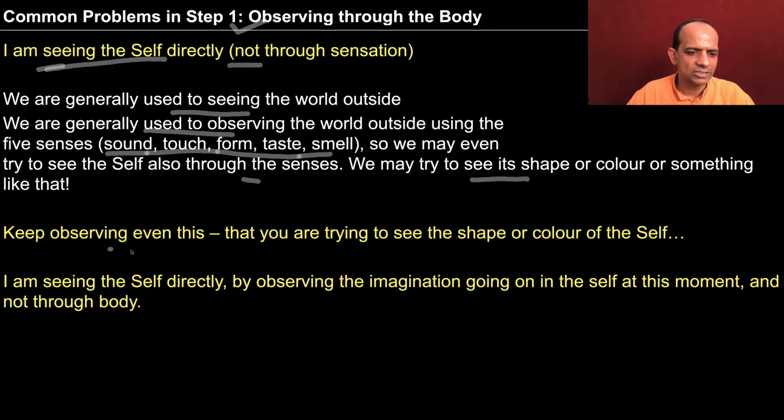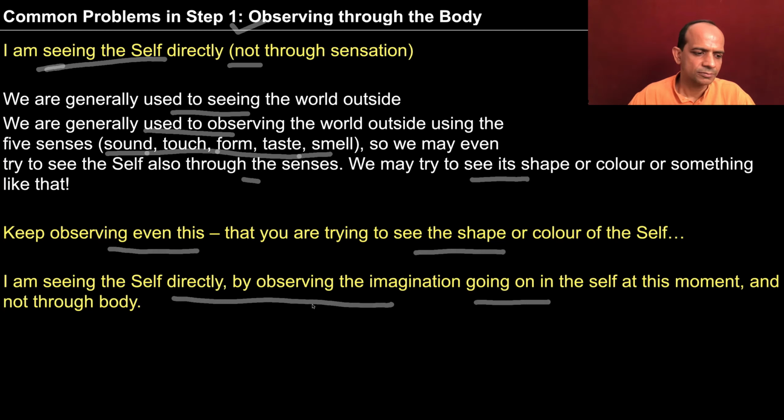So keep observing even this, that you are trying to see the shape or color of the self. The self may have a shape, may have a size, but you are not able to observe it to begin with, isn't it? So try to observe the imagination, and from there you are able to see it more clearly. I am seeing the self directly by observing the imagination going on in the self at this moment and not through the body. So this is one conclusion that you can draw from this discussion. I hope you are able to see this.